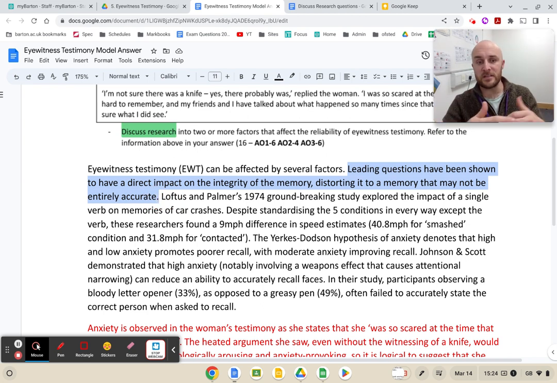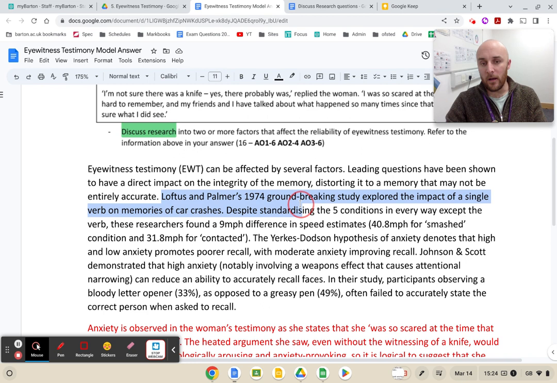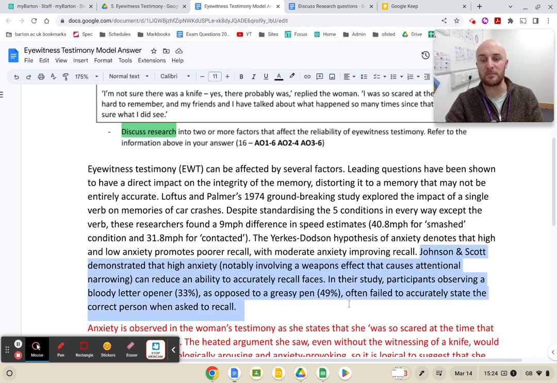I say leading questions have been shown to have a direct impact on the integrity of the memory, distorting it to a memory that may not be entirely accurate. And then I bring in research linked to that, which in this case was Loftus and Palmer. I then have to repeat that for anxiety. I talk about the Yerkes-Dodson hypothesis of anxiety, which denotes that high and low anxiety promotes poorer recall, with moderate anxiety improving recall. Then I talk about a piece of research here and include some stats.